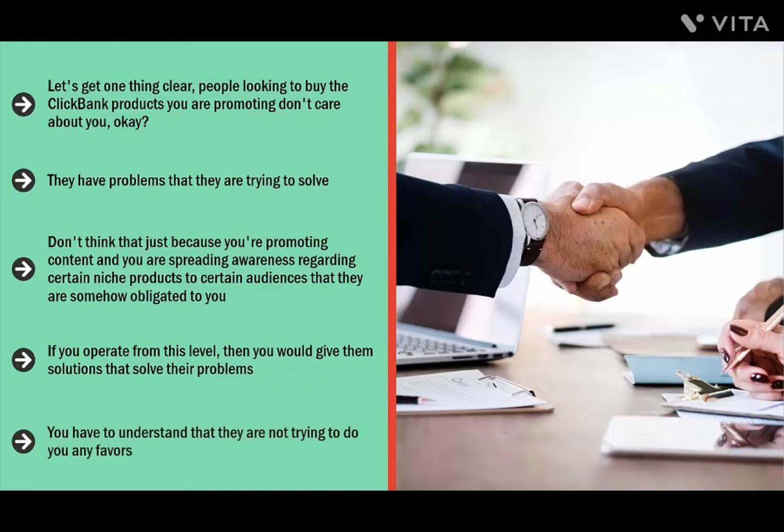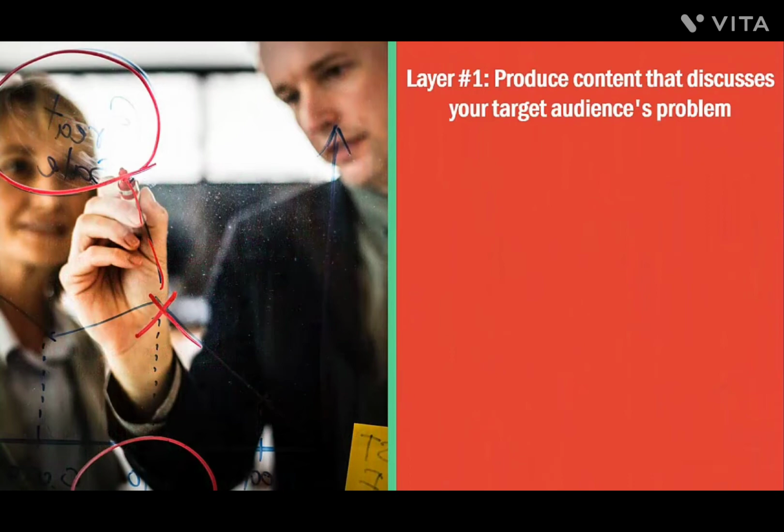You have to understand that they are not trying to do you any favors. They're definitely not looking to hand you cash. That's not their top priority. Their top priority is to solve their problems. Give them that solution. And this is exactly how the 3-layer content conversion system works. Layer number 1. Produce content that discusses your target audience's problem.